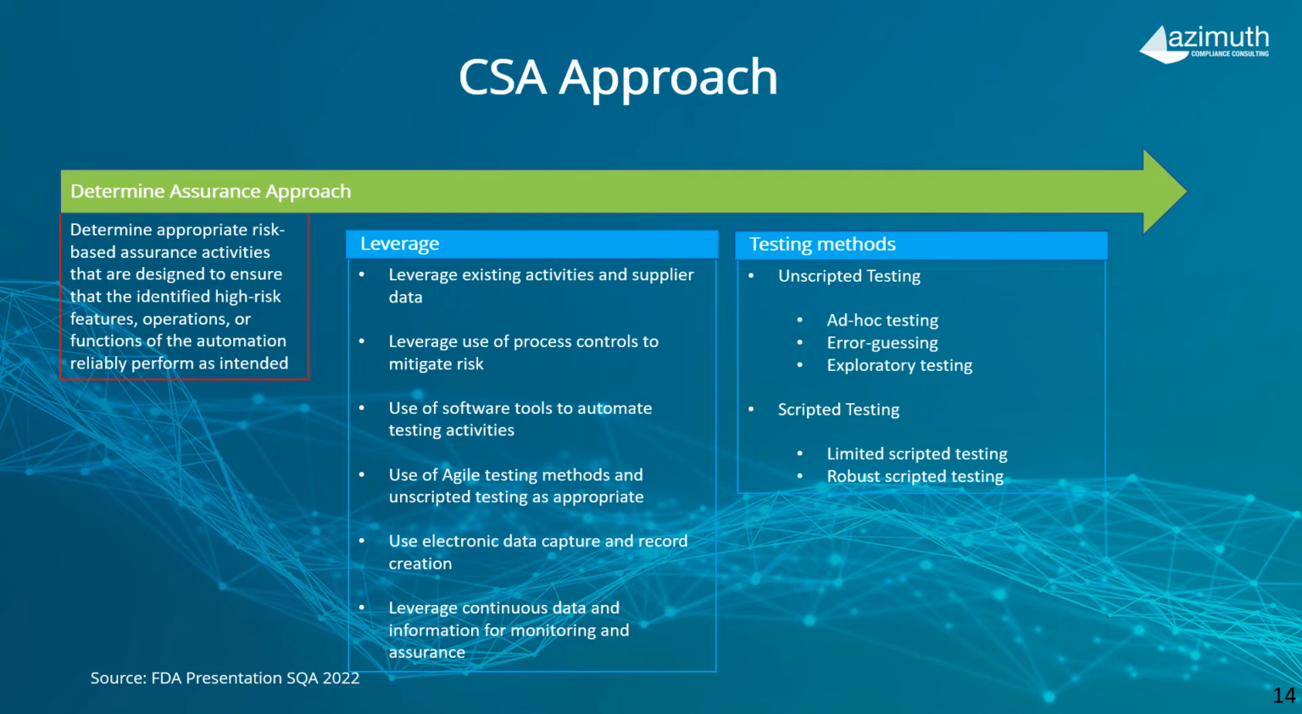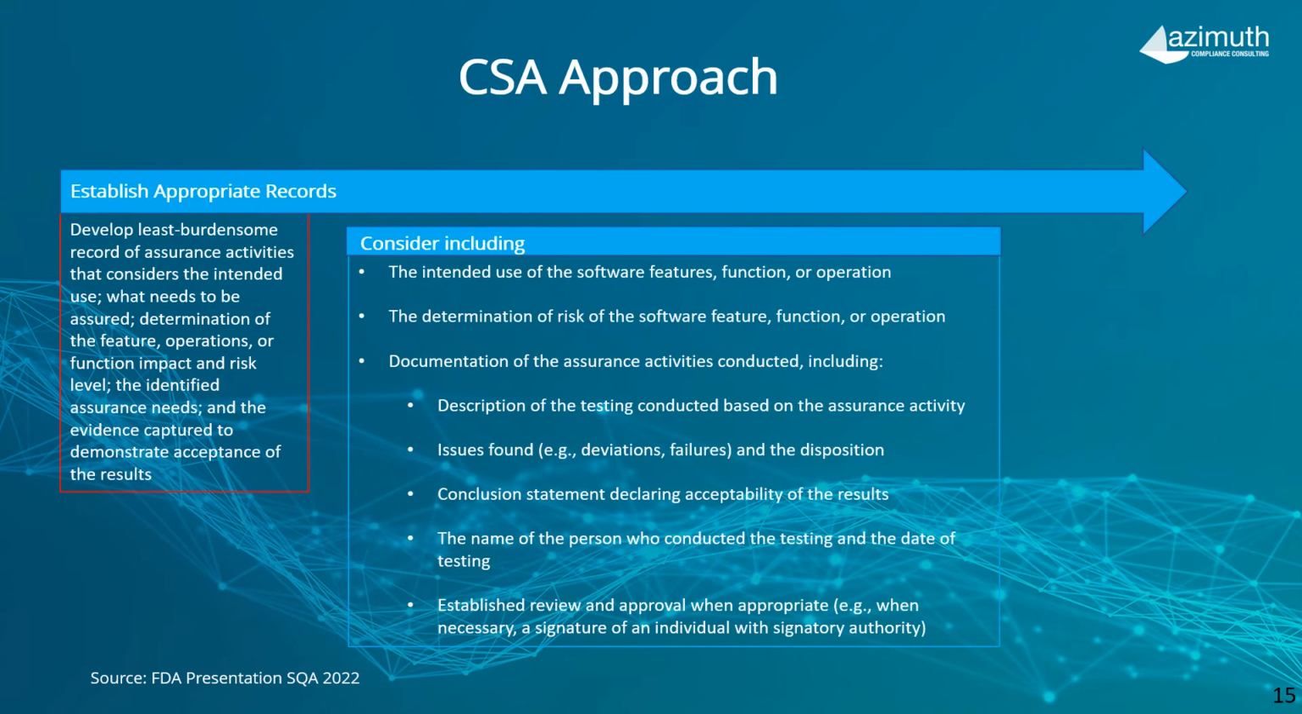Determine test methods based on risk. Scripted and unscripted. Scripted testing is used for high-risk items. All other items can be tested using unscripted and automated testing. Remember, unscripted or automated testing does not mean undocumented. A comprehensive assurance approach leverages established business process and prior work performed by the vendor. I believe this is one of the most important slides I will be showing you.